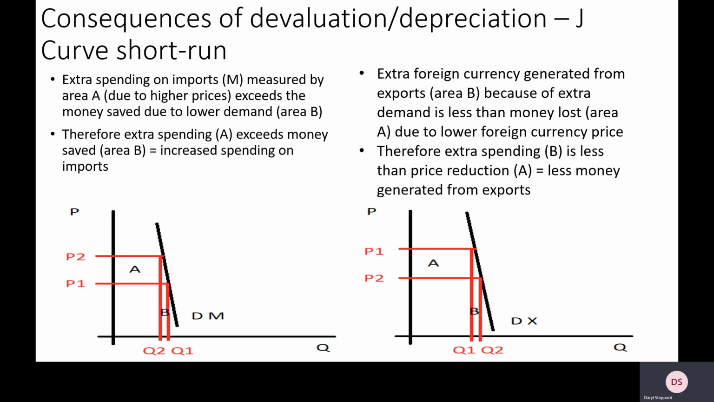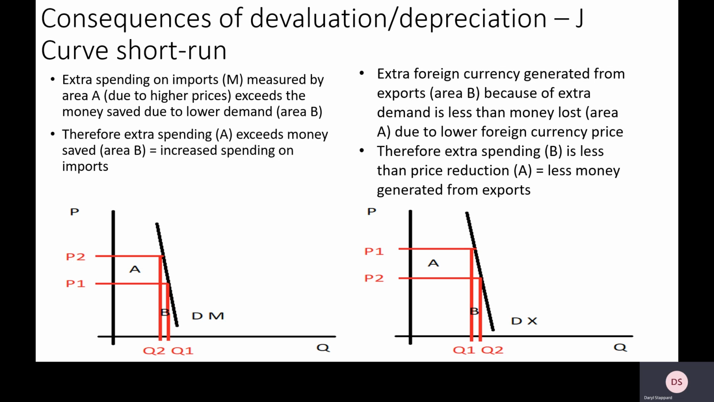So we gain area B, that's extra spending on our goods and services, the exports increasing, but A is the money that we lose from the exports falling in price. So again, even though the volume of exports has increased, the value of them has actually fallen. We're generating less foreign currency than we were before on our exports.